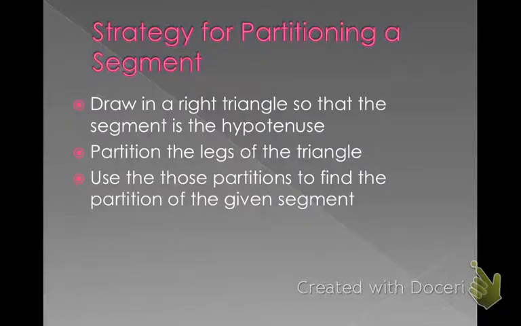So here's my strategy outlined. You're going to take the segment, you're going to plot the segment, you're going to draw in a right triangle so that segment is the hypotenuse, like we were doing the distance formula. Then you're going to partition the legs of the triangle, and you're going to use those partitions to find the partitions of the segment. So let's see an example.